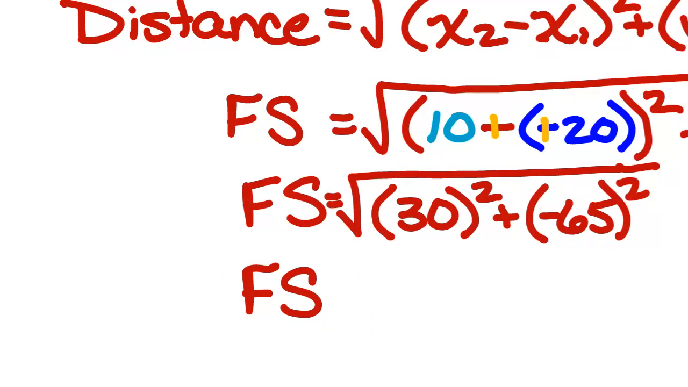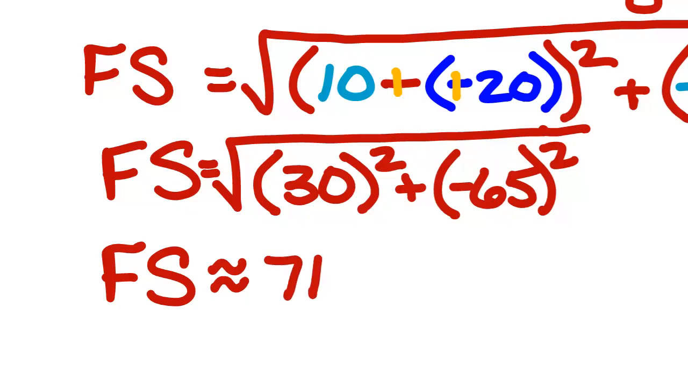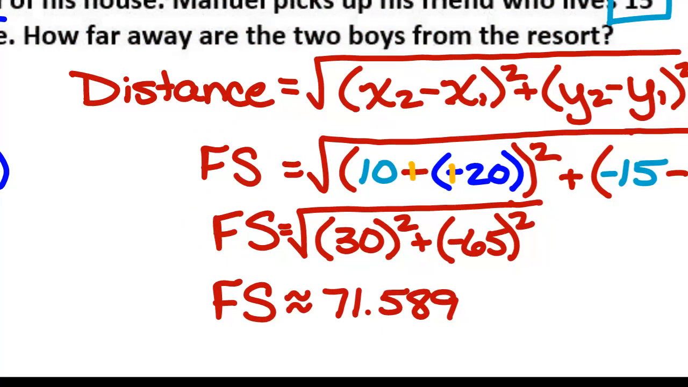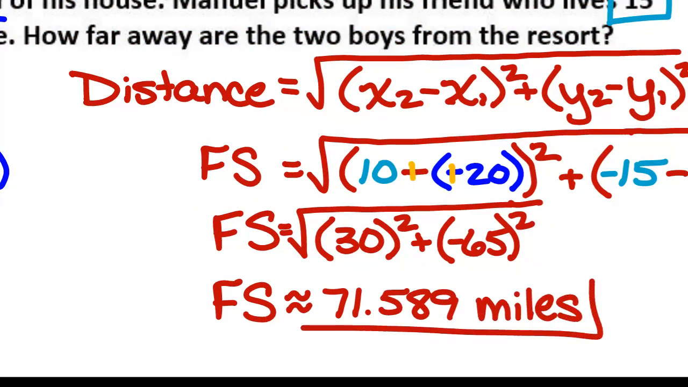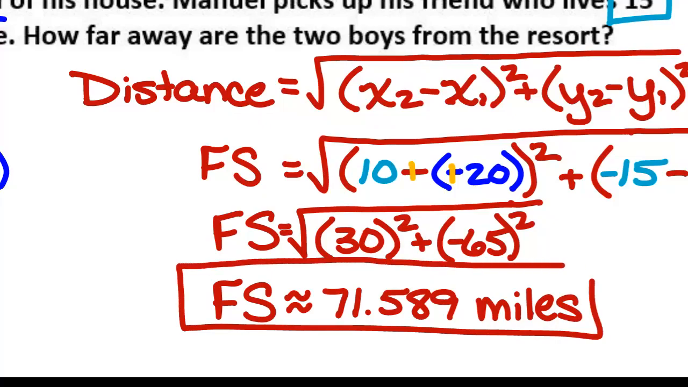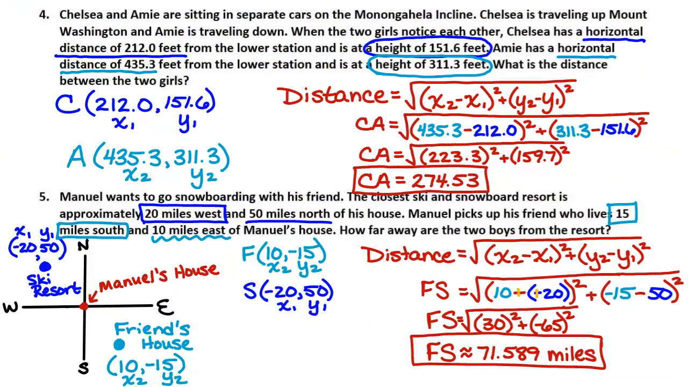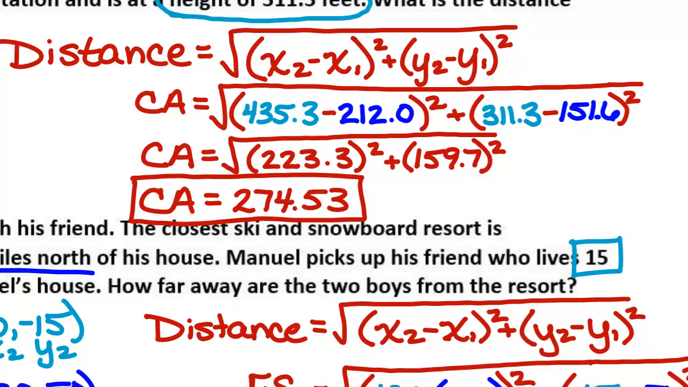All right. I've seen a couple people's answers. Everybody looks like they're doing good so far with the ones I've seen. I got 71.589. If you only took it out to 2 decimal places, that's fine. Should we put units with that? Yes. What should we put? Miles. Technically, I probably should have put units with my problem before. What units should I have used on number 4? Feet.